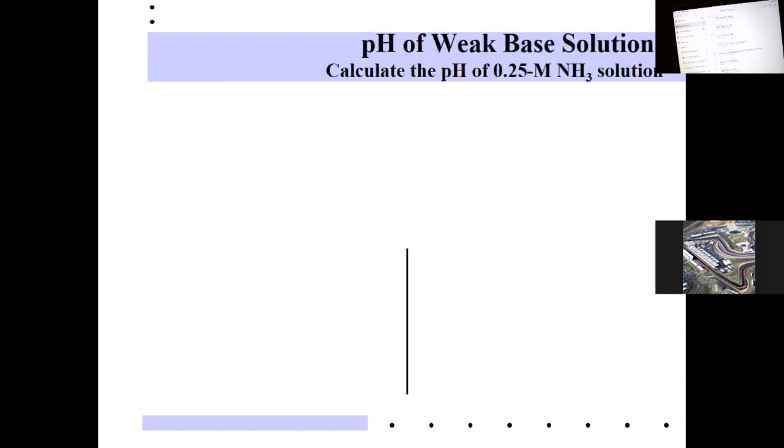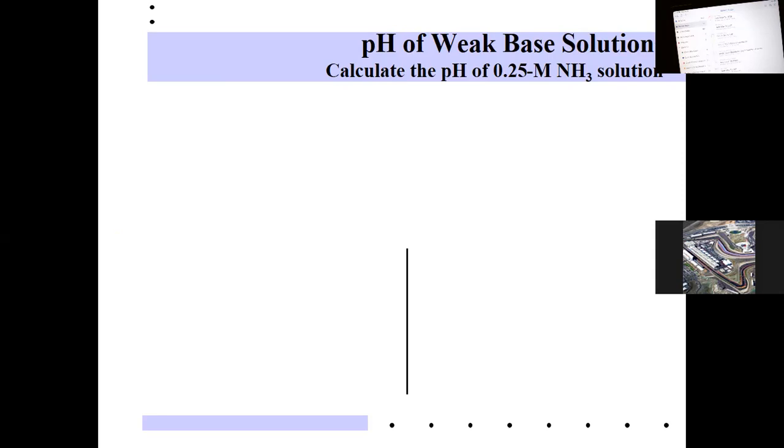So let's see if we can apply what we've learned about weak acids to a weak base. The calculation is going to be very similar. So here's an example. Find the pH of 0.25 molar ammonia. Go ahead and start the question by writing a balanced equation. Don't go any further, because if your balanced equation's wrong, you're going to screw up everything else.